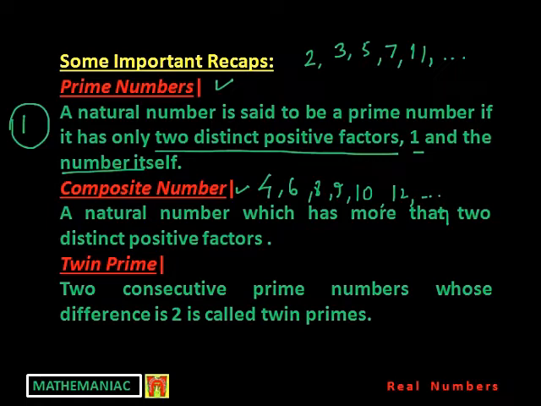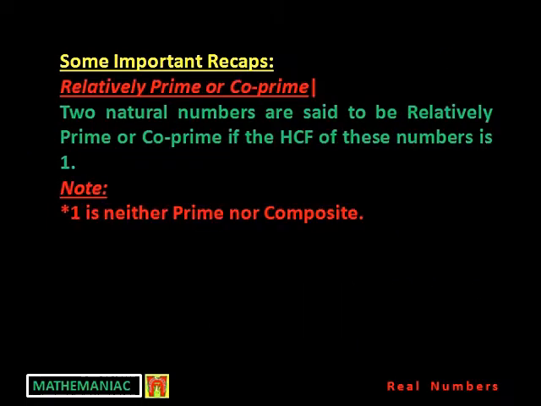Then next is twin prime. Twin prime means two consecutive prime numbers whose difference is 2, right? You cannot take 2 and 3 as twin primes. Well, 3, 5 and 5, 7 you can say. Then after that 11, 13, right? Then 17, 19, like this, many more pairs you will get.